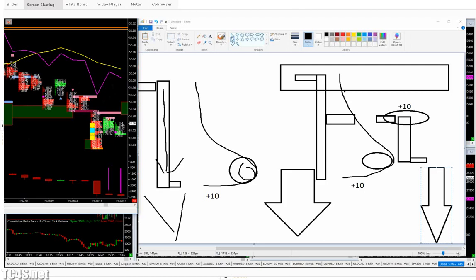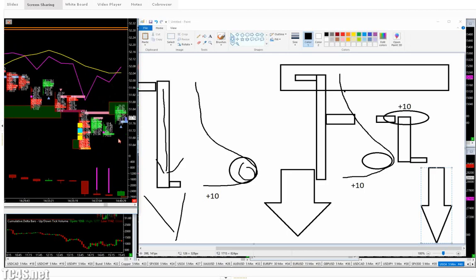Because it's a green candle. So they must be giving sellers higher prices. That's not a free lunch, guys. That's a costly trade for the seller. Almost guaranteed. The vast majority of times, not 100%, but the vast majority of times, this is almost a guaranteed long trade. Boom. You see it?